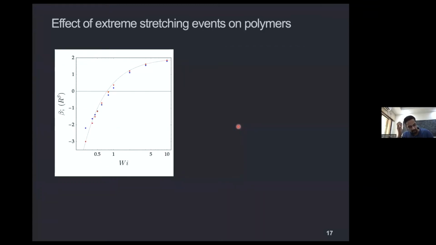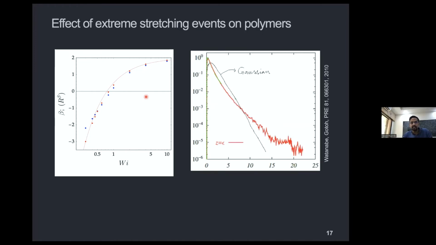So maybe briefly, I'll just talk about this before going on to scission. The question of how a polymer responds differently to DNS and a Gaussian flow, where the chaotic Lyapunov exponent has been matched, is equivalent to asking what is the effect of extreme stretching events on polymers. Right. So here I've tried to pictorially depict the PDF of this dissipation, which is like a stand-in for, let's say, the strain rates that will be experienced by the polymer in the two types of flows.